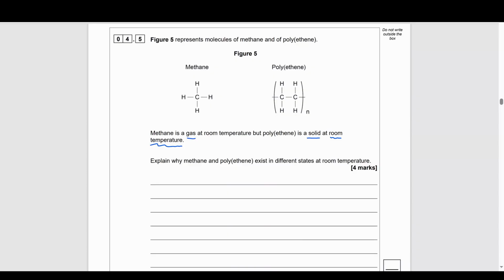Well, polyethylene is a polymer. And remember what a polymer is. Polymer is repeating units of a monomer. So this N could be any number of these repeating units. So it could be as small as 5, but could be as large as 100 or more.